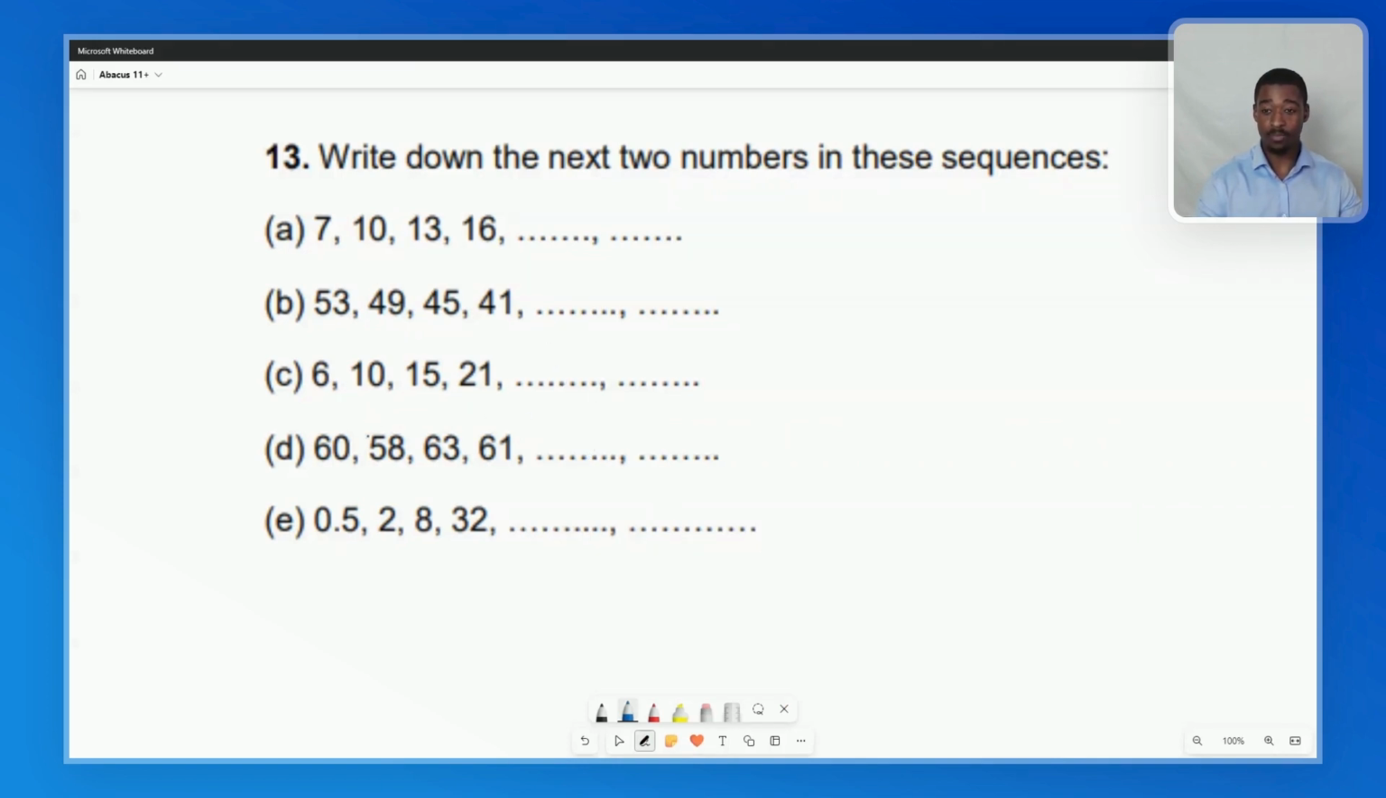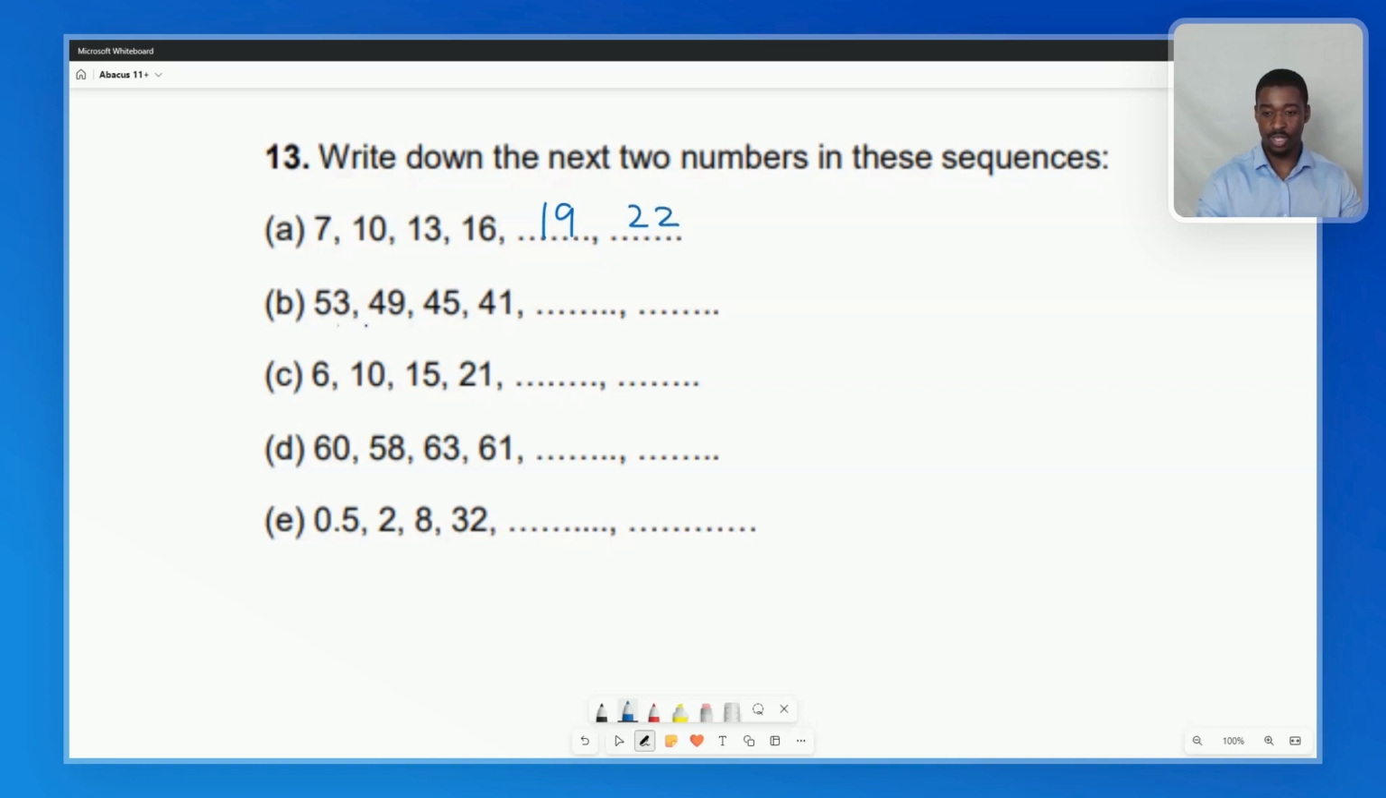Okay, so here we have to try and work out what's going on and the patterns in these sequences. And when we work out this pattern, it will help us to work out the missing numbers, or the next 2 numbers in the sequence. So first one, 7, 10, 13, 16. Nice and easy, simple addition. We're adding 3 each time. So it should be 16 plus 3, 19, and then 19 plus 3, 22.